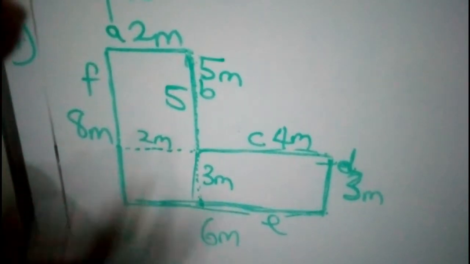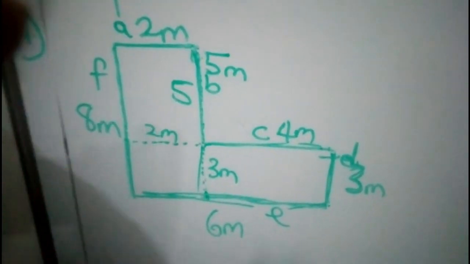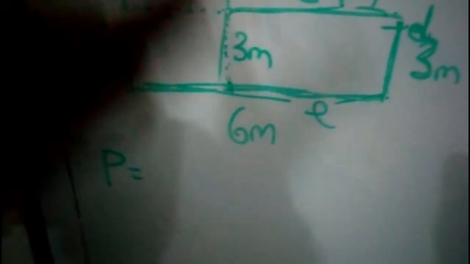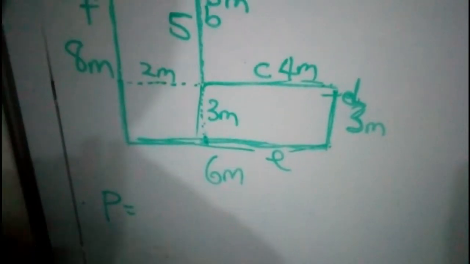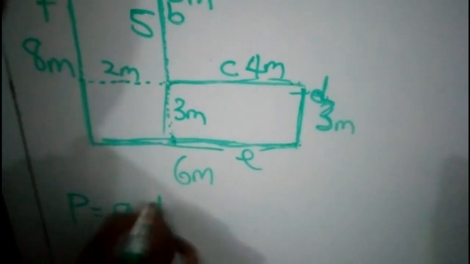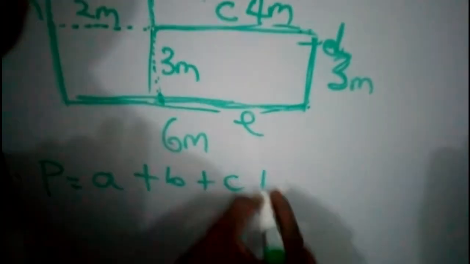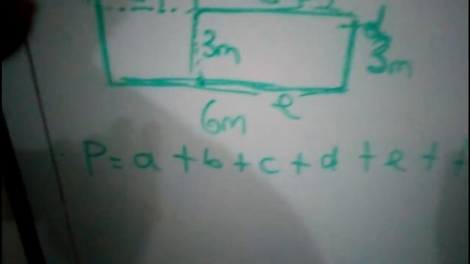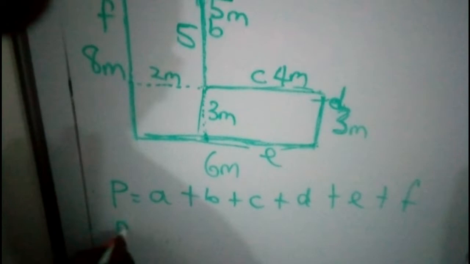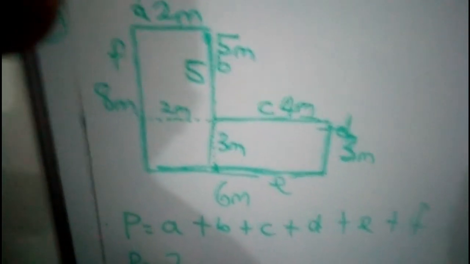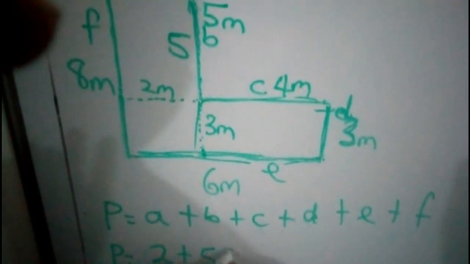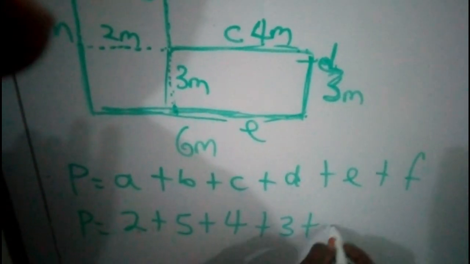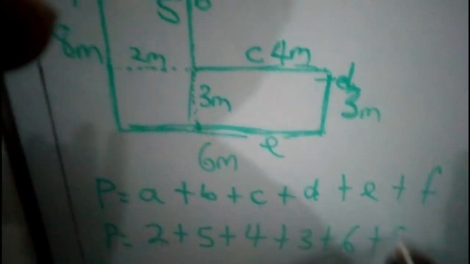So we have been able to get our B and our C. So the next thing is what? Perimeter. So what's perimeter? Perimeter is addition of all the sides. So we have labeled it A to F. So you see perimeter is A plus B plus C plus D plus E plus F. So the next thing is to substitute. Perimeter now gives you what's our A? 2 plus B, which is 5, plus C, which is 4, plus D, which is 3, plus E, which is 6, plus F, which is 8.